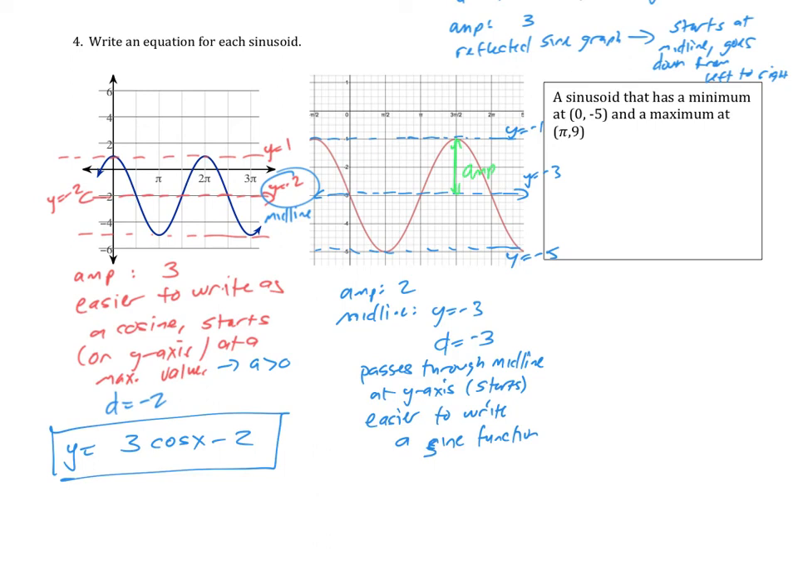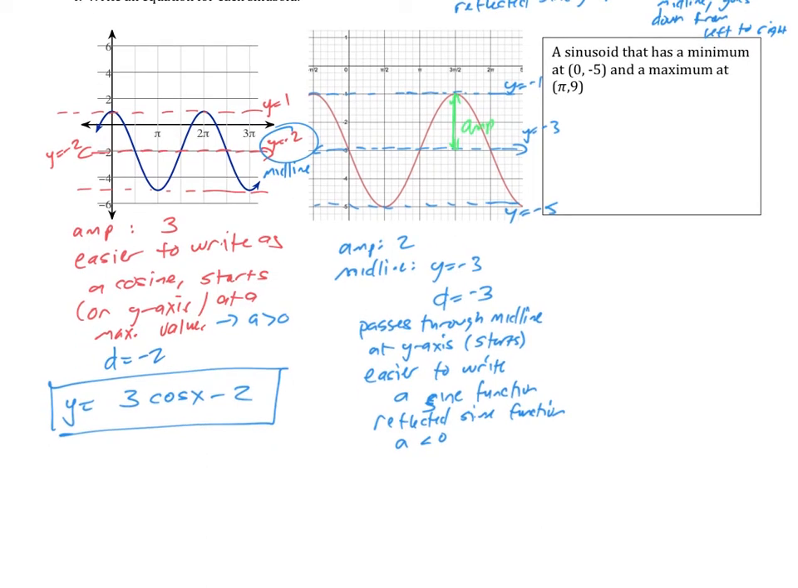And the graph is going downward as we go from left to right, which means this is a reflected sine function. So the a value is going to be negative. And now we are ready to put this all together to write the equation. So we can write y equals negative, because it's going downwards through that starting point. The amplitude is 2 sine of x, and then it's shifted down 3.